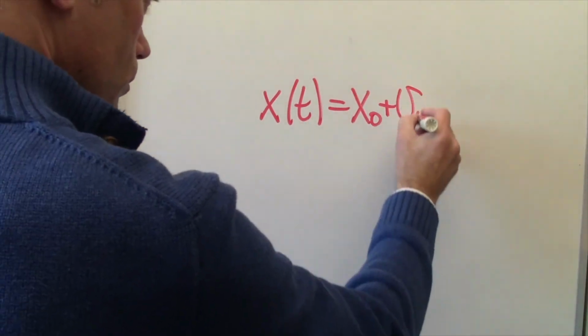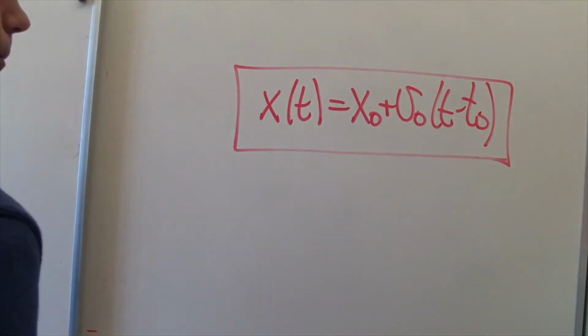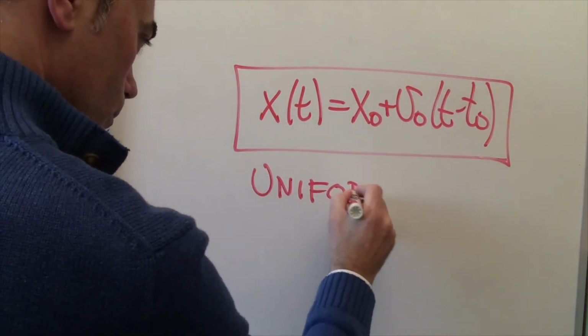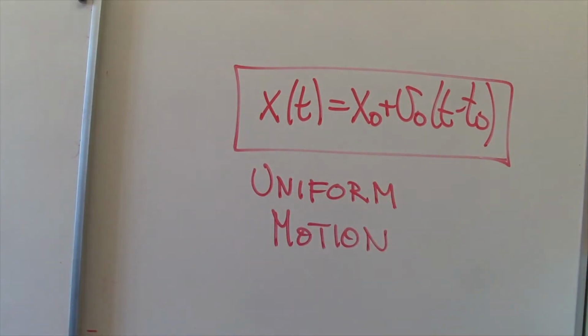When an object follows a uniform motion, its position to time graph is a straight line. If the motion is accelerated, the graph is not a straight line, and the average velocity depends on time. We can describe the motion with the following equation of motion. X of t is equal to x naught plus v times t minus t naught.